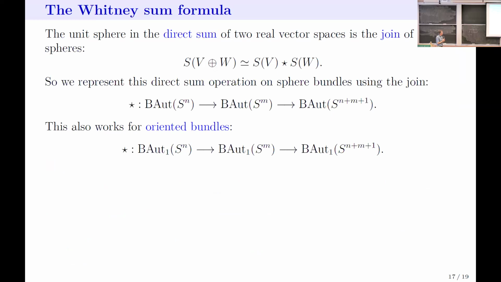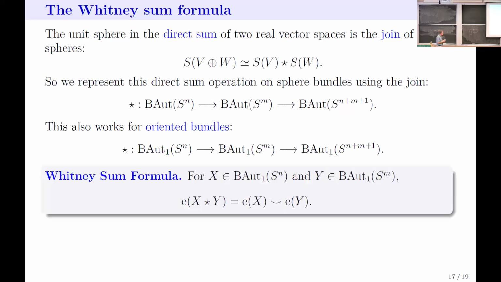So I can think of it as an operation on B O. I can take something that has an equivalence to Sn, something else that has an equivalence to Sm, and join them. That will have the homotopy type of S^(n+m+1). And the orientations come along for the ride. So I have an oriented version of this join construction. And then the Whitney sum formula says that the Euler class of the join, I'm doing it in the universal case, the Euler class of the join of two oriented spheres is the cup product of the Euler classes.